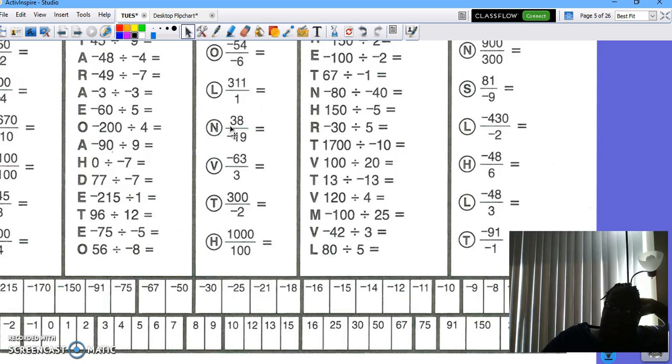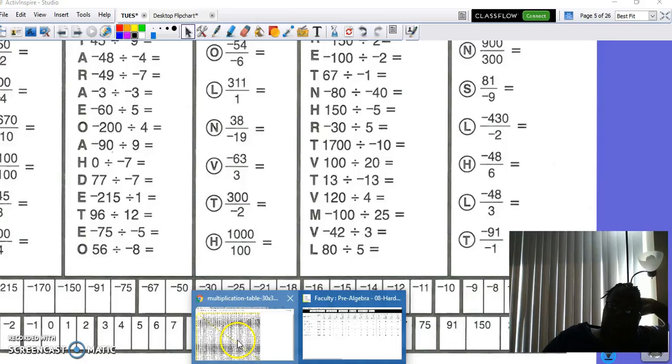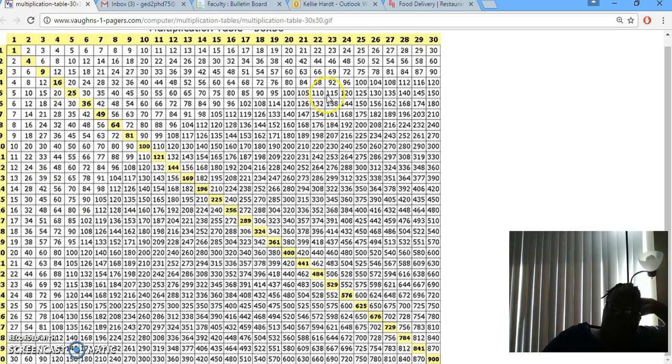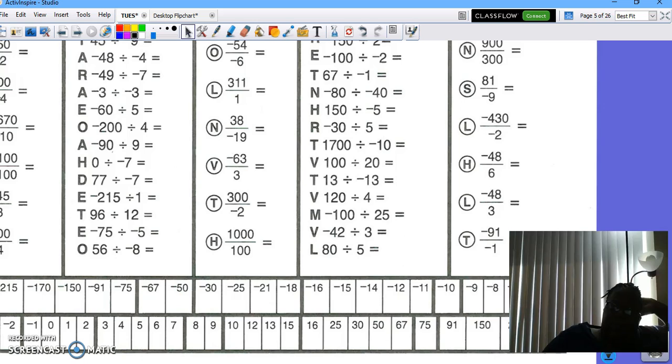All right. 4 into 120. Let me see if this goes up that high. 4 into 120. Well, it does. Okay, so I'm not going to do that. How about, we did that one and we did that one.